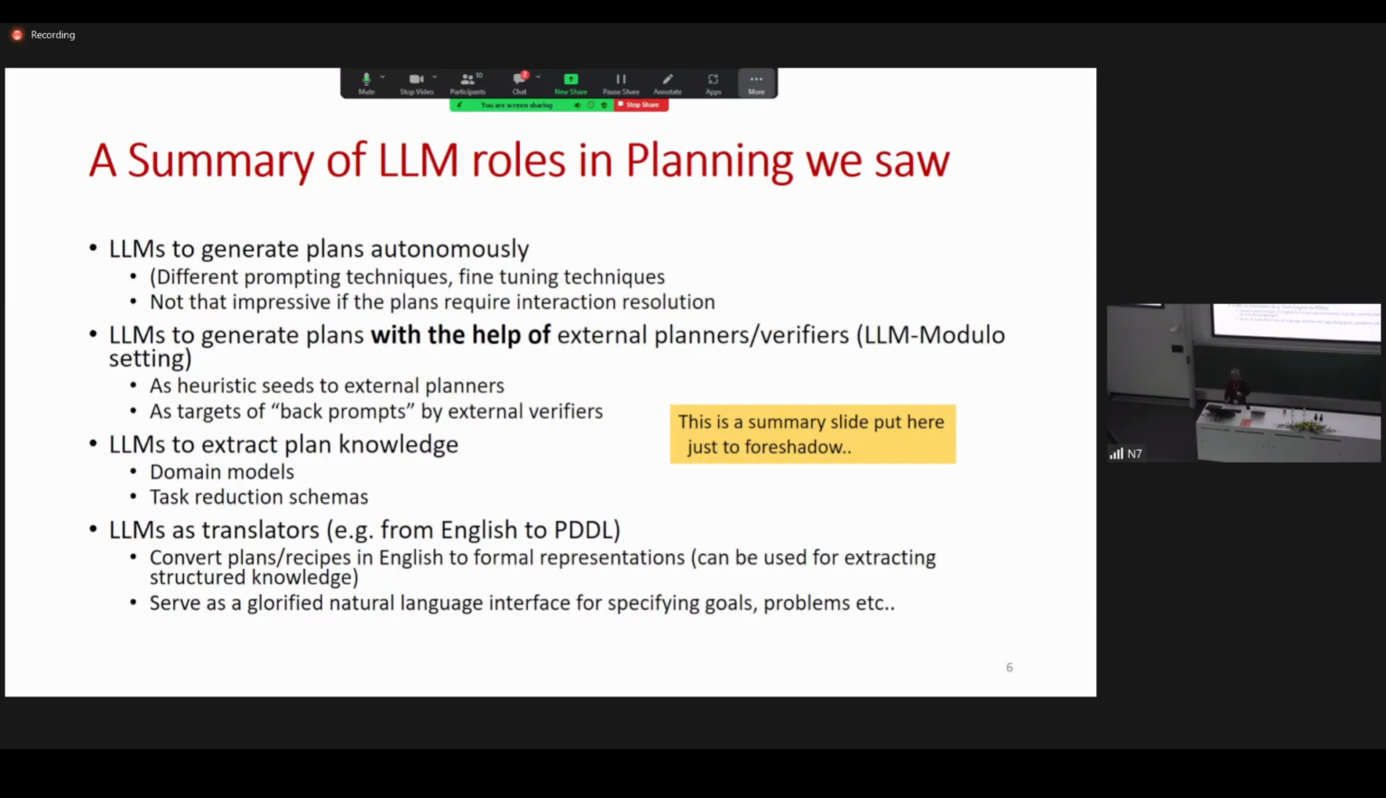So just to get a sense of where you will be, you will see, for example, whether or not LLMs can be used to generate plans autonomously, whether they can be used to generate plans with the help of external planners and verifiers, whether they can be used to extract planning knowledge, and whether they can be used as glorified natural language to formal language translators. So for example, you give an English sentence saying, put block A on B and block C on D, and then the LLM essentially says on(A, B) and on(C, D), with parentheses. That seems like a silly thing to do, but they can do it. Essentially, they can translate things. These things have been used, and we will cover all of them too.